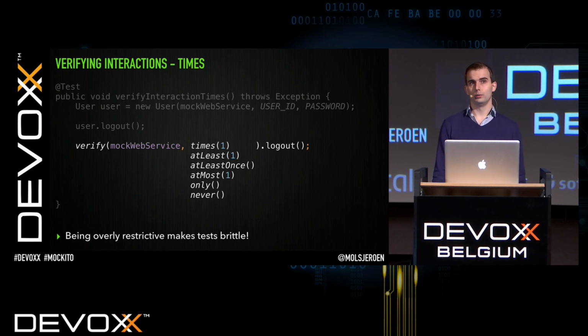Now, be a bit careful with this, because if you're overly restrictive, you're going to make your tests brittle. Imagine this use case. We're testing the login method. You could say, when somebody logs in, you don't want them to log out immediately after, because that wouldn't make any sense, right? So in your login test, next to verifying that the login method is called, you could also explicitly verify that the logout method is never called. Well, that's actually a really poor idea.